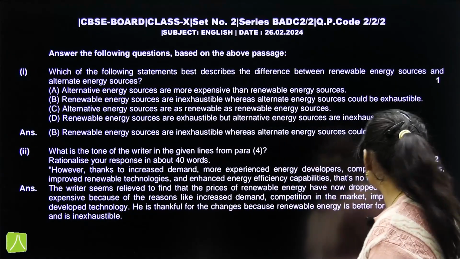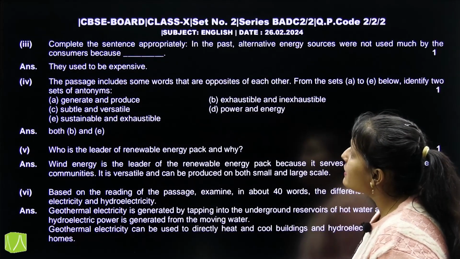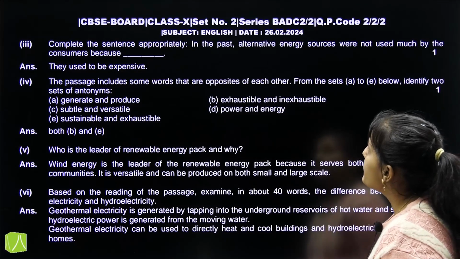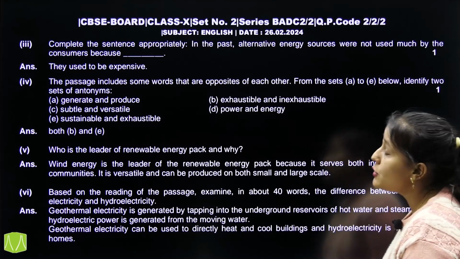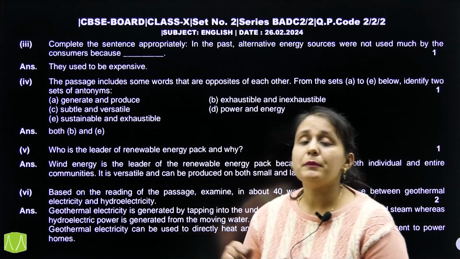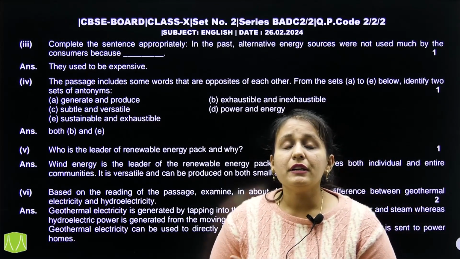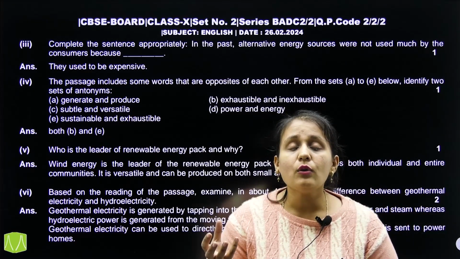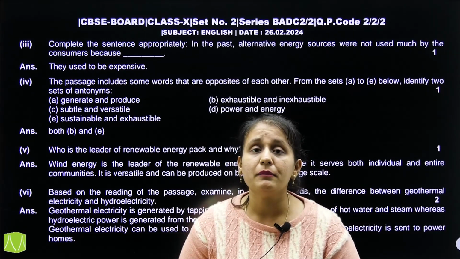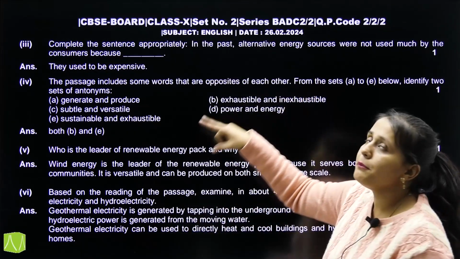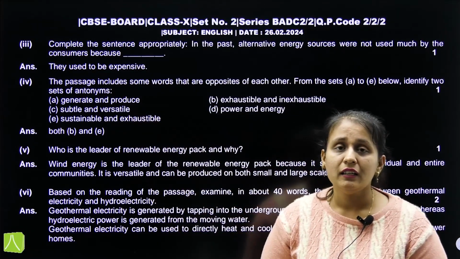Okay. So, the third question is, complete the sentence appropriately. In the past, alternative energy sources were not used much by the consumers because, we just saw the previous answer, okay, it is quite related to that. In the previous answer, we were telling that now the prices of the renewable energy are lower, that's why people are using them. And why they were not using them before? Because they used to be very expensive, okay.